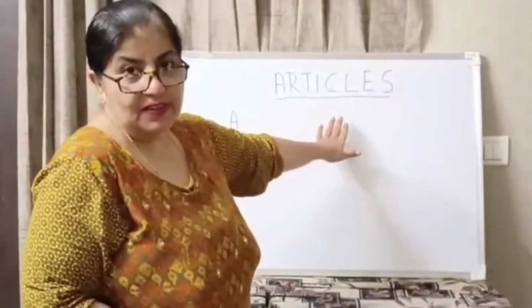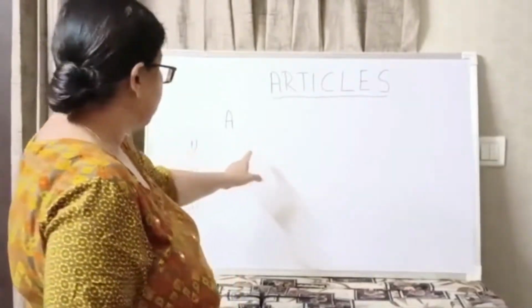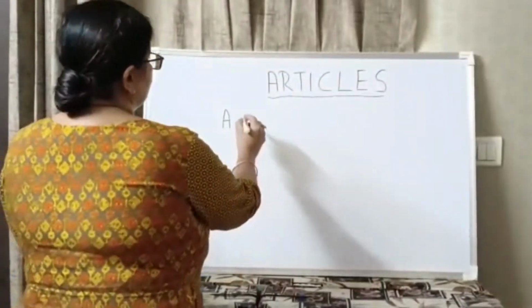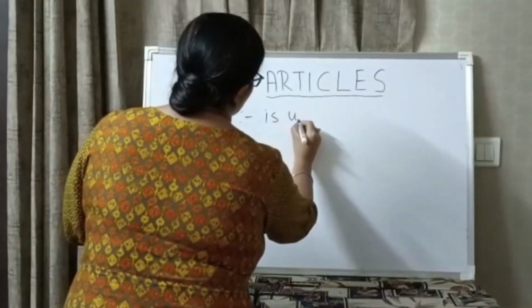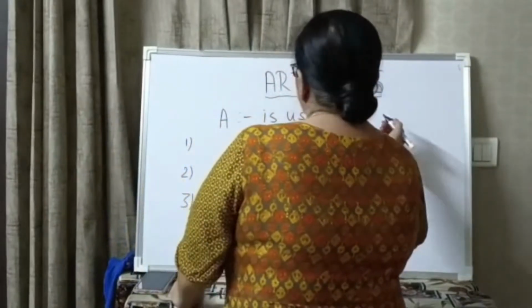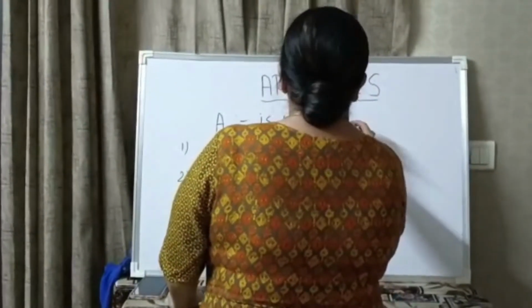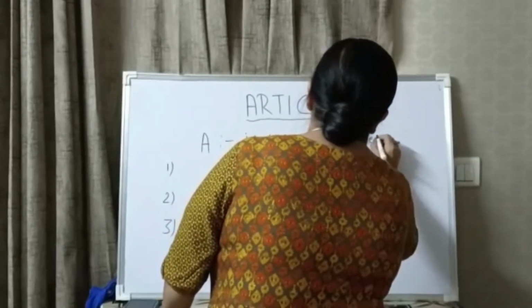So let's start with articles, right? We will start from A. We all know A is used with general things. जब भी हम किसी कॉमन बात, कोई भी एक जनरल बात करते हैं, कोई स्पेसिफिक बात नहीं करते, उसमें A यूज होता है. A is used with general things.